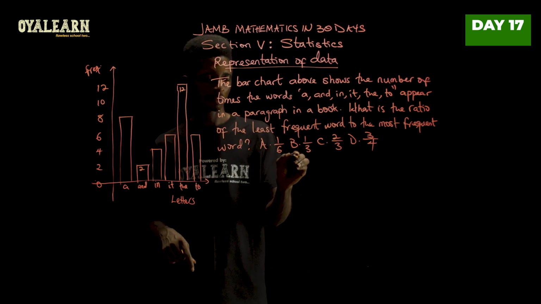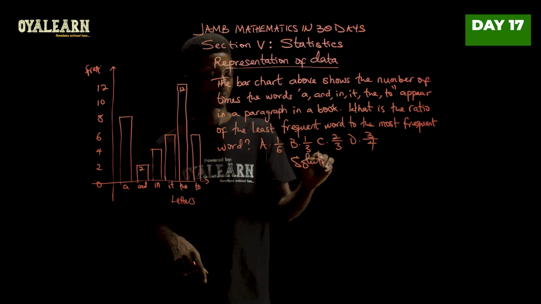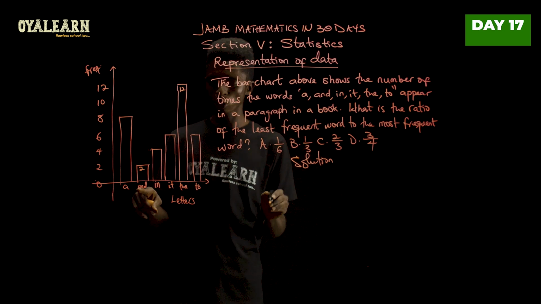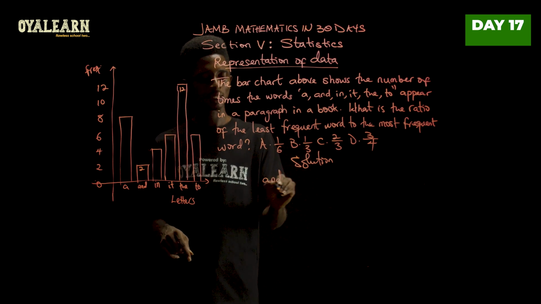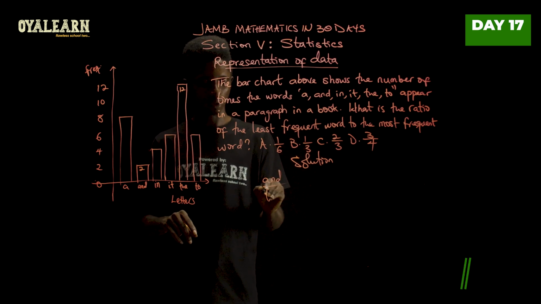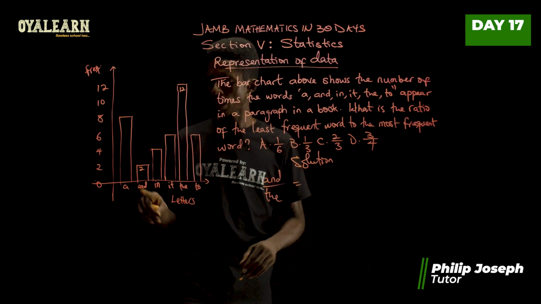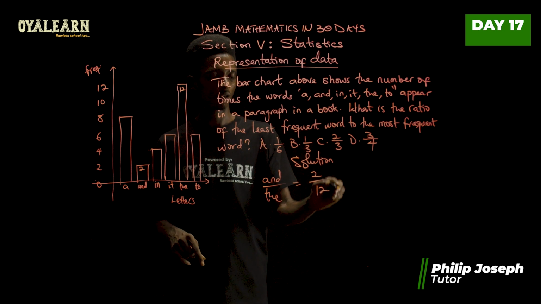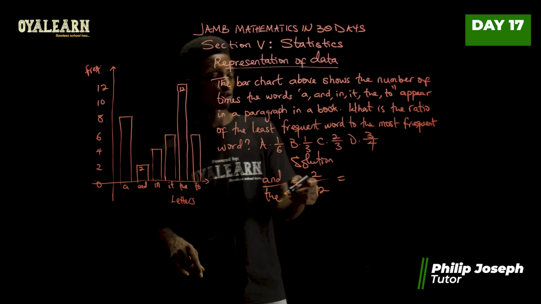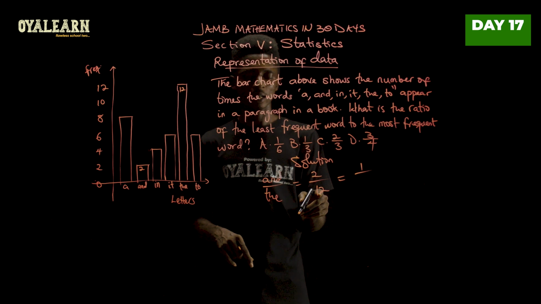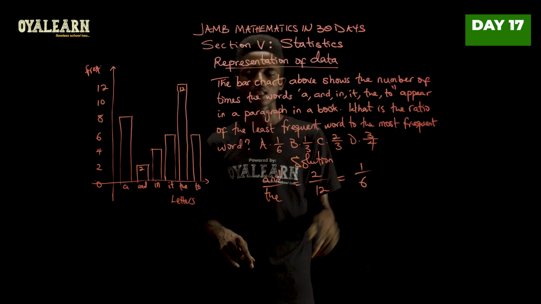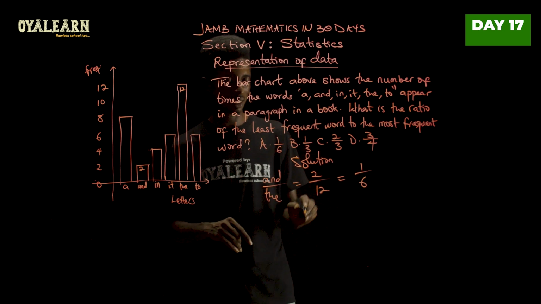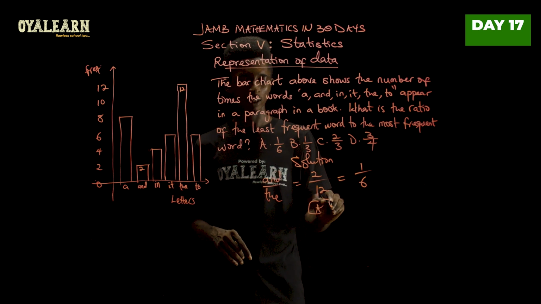So the ratio would be the ratio of and over the. And what we have there is 2 over 12. We can break this. 2 goes into 2 once, and 2 goes into 12 6 times. So our answer is 1 over 6, which is option A.